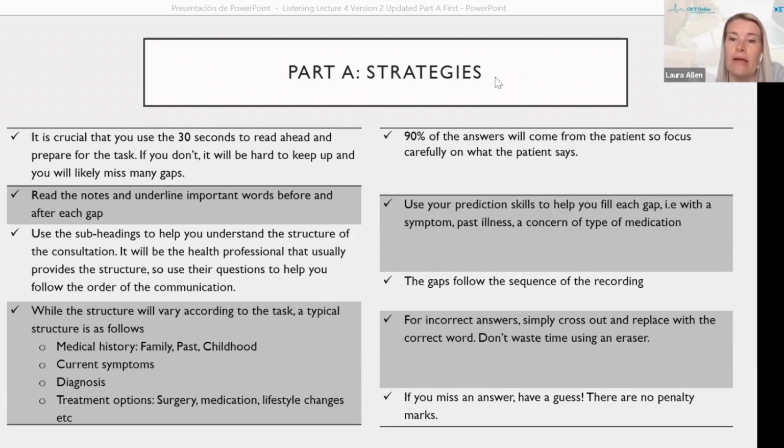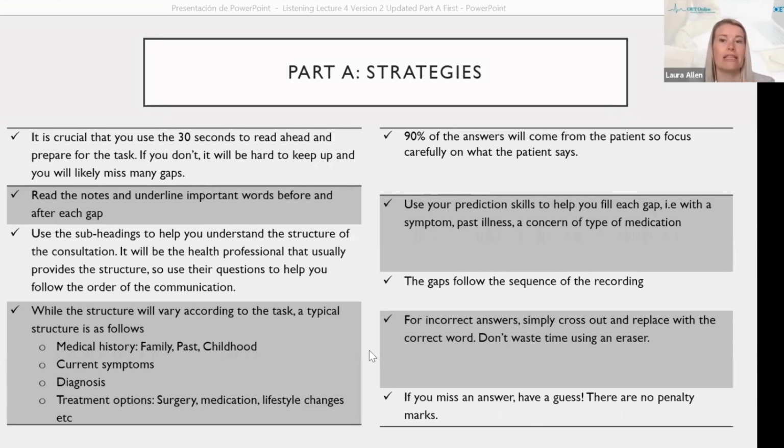Okay, now if you decide to change your answer for whatever reason, just cross it out and write the correct word. You don't need to use an eraser. A human will correct your part A, so they will see that you've crossed out an answer and have written a different one. So do that. Remember, it's all about speed and time. If you miss an answer, guess. You either get 1 point or 0 points. There's no negative marking.